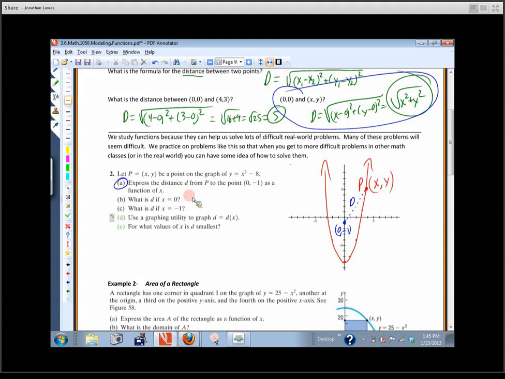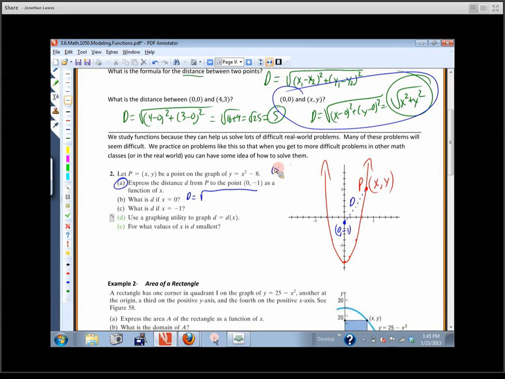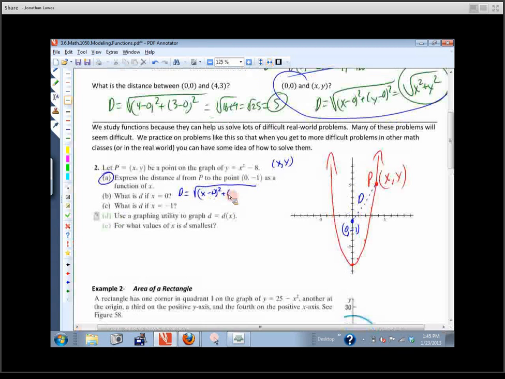Let's write down what we get. So the distance should be equal to a big square root. It should be the difference between x and 0, x minus 0, quantity squared, plus y minus what? Remember, the minus is part of the formula. The number that's in place of the y, the coordinate there for y, happens to be negative 1. So that's going to be a y plus 1. So here's what I get.